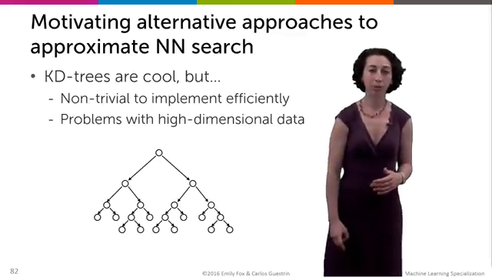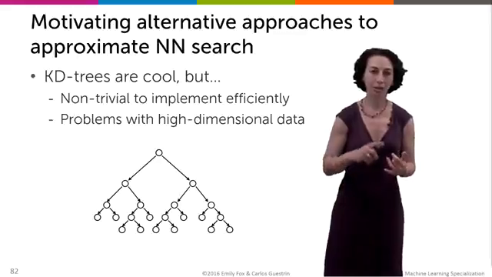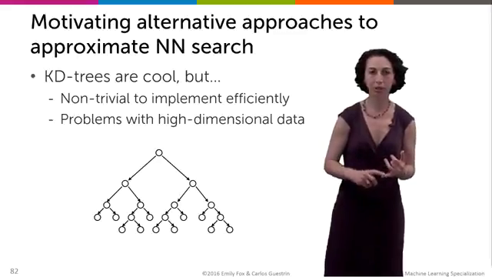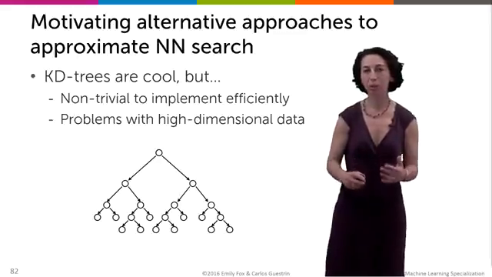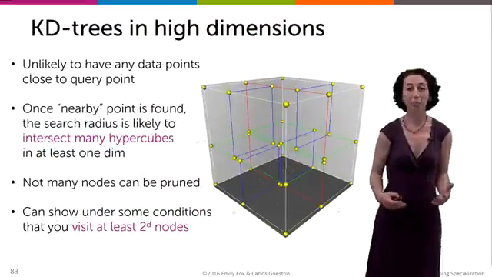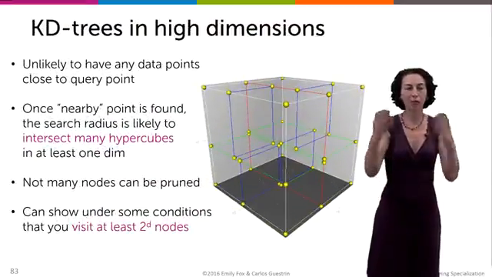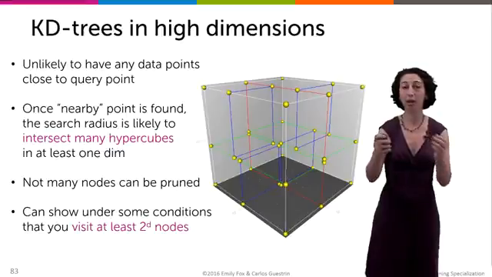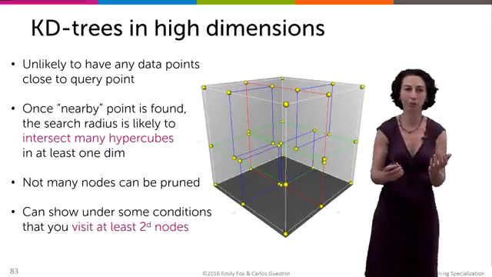The other is something that we saw, that as the dimensionality of our data increases, we can actually get really, really poor performance in terms of the efficiency of nearest neighbor search using KD trees. So let's talk about this a little bit more. What happens in high dimensions is basically every point is far away from any other point. This is something that we mentioned before.